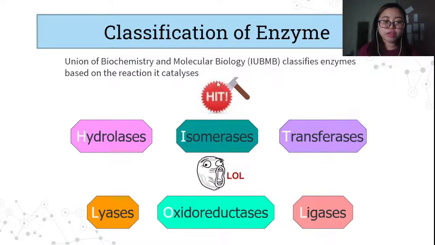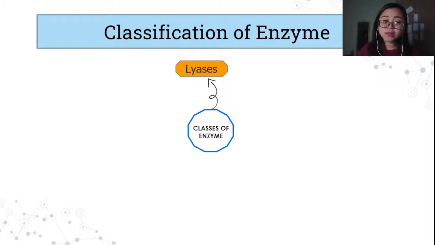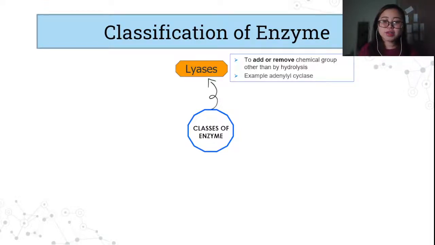So when you think of HIT, you think of hydrolases, isomerases, transferases, and when you think of LOL, you think of lyases, oxidoreductases, and ligases. Now let's have a look at each of these classes of enzymes. We'll start with lyases, because this is probably the more simple one you can think of.